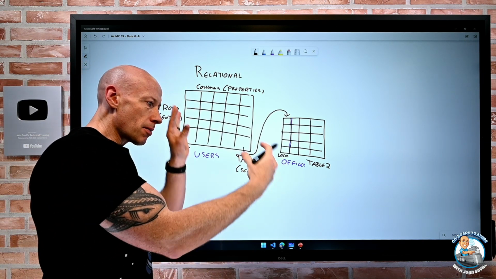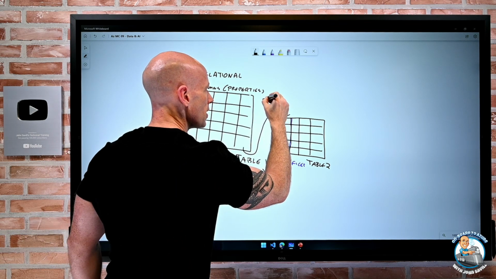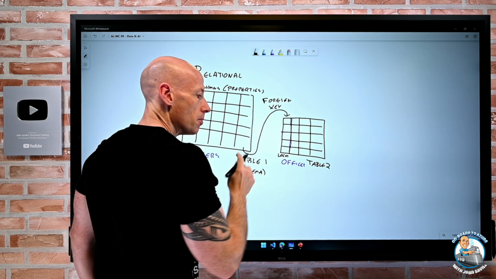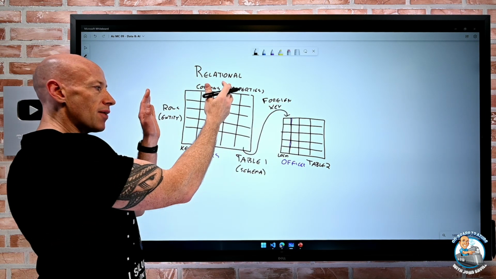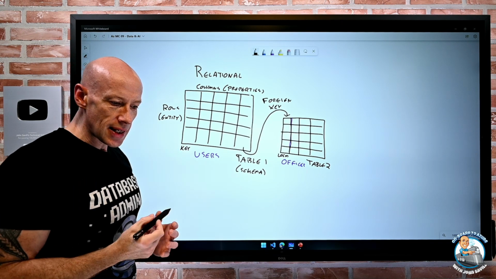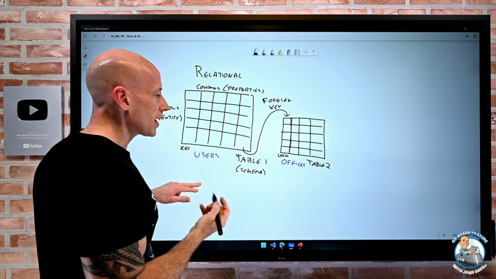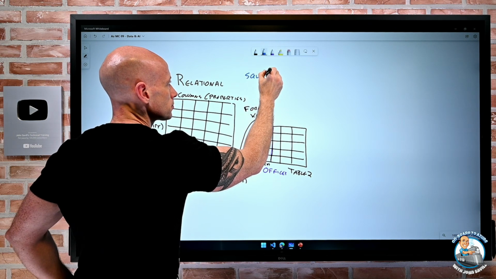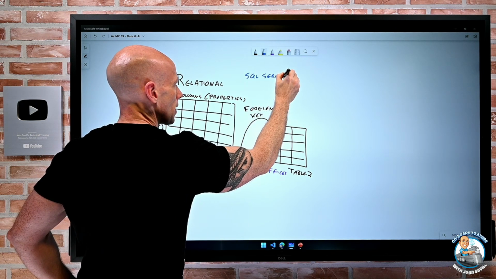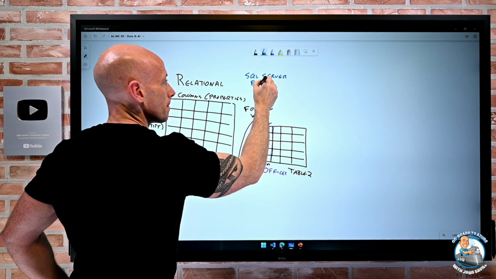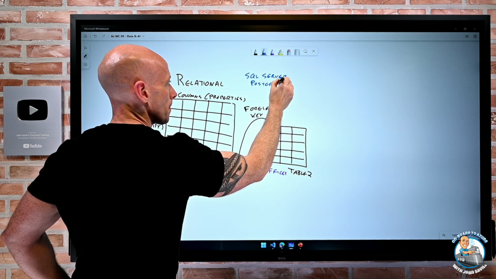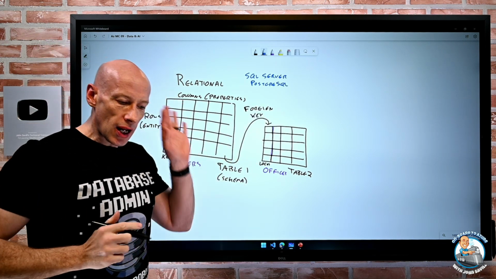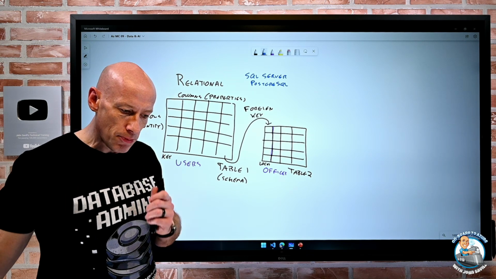So I can think I'd have these relationships between them. So this would be a foreign key. But the whole point around this is we have this set schema, we're normalizing the data, we're removing any kind of duplication. Some good examples of this would be things like SQL Server, Postgres, MySQL. There are many others that follow this relational database, and that's the key point of these.